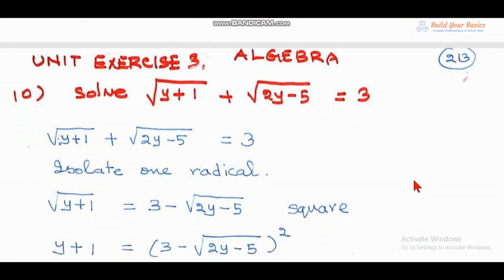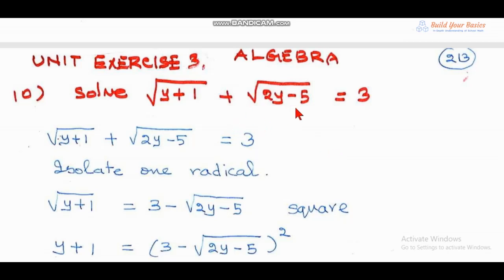Unit exercise 3, sum number 10. Solve square root of y plus 1 plus square root of 2y minus 5 equal to 3. Now there are two square roots. We have to isolate a square root. When an isolated square root is squared, that square root will be removed. Let me repeat. When we square an isolated square root, that isolated square root will be removed.